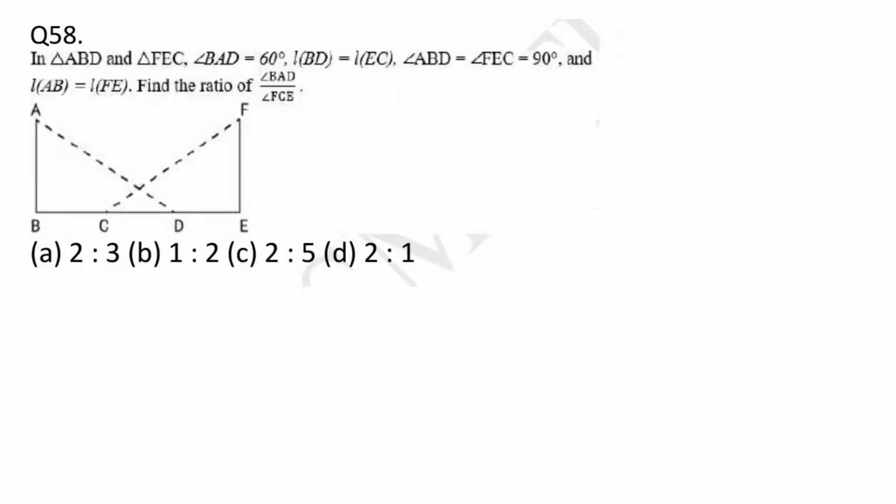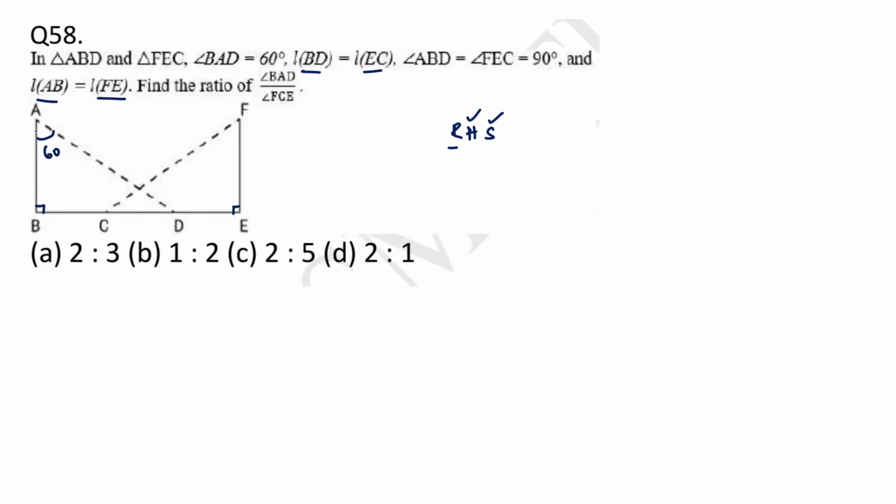ABC and FEC, angle BAD is equal to 60 degrees, and BD is equal to AC. So BD is equal to AC. ABD and FEC are 90 degrees. So this one is 90, and this one is also 90 degrees. And length of AB is equal to length of FE. So RHS: right angle, hypotenuse is same, side is same.